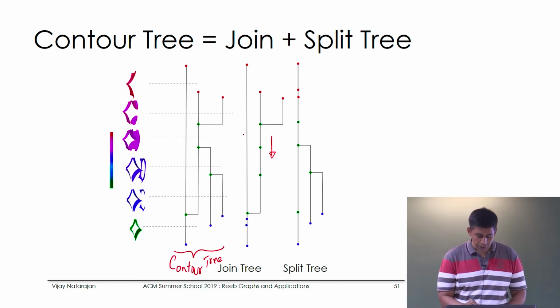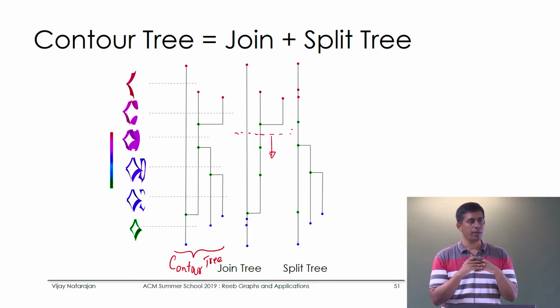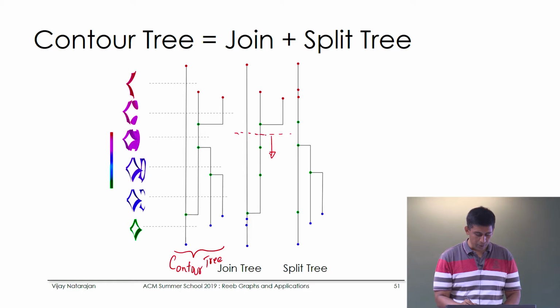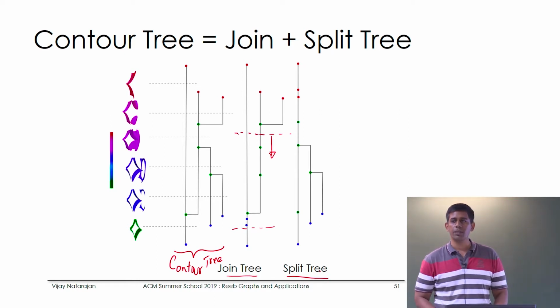So, when you reach, let us say, this level, everything above you has merged into two components, I am sorry. When you reach here, everything above you has merged into one component. So, this is the join tree. You do the same for the sweep in the other direction, you get the split tree.